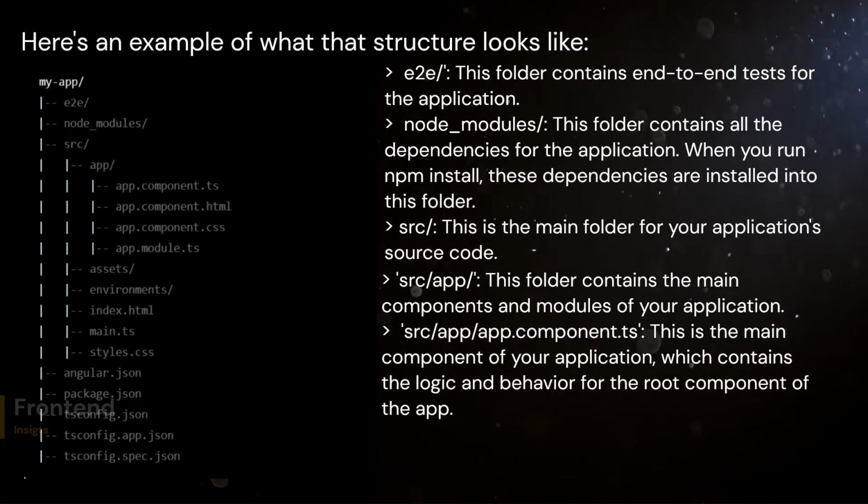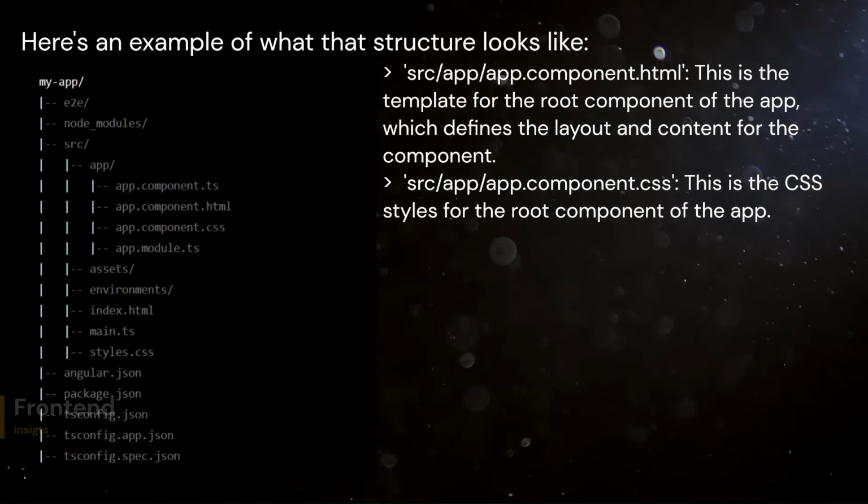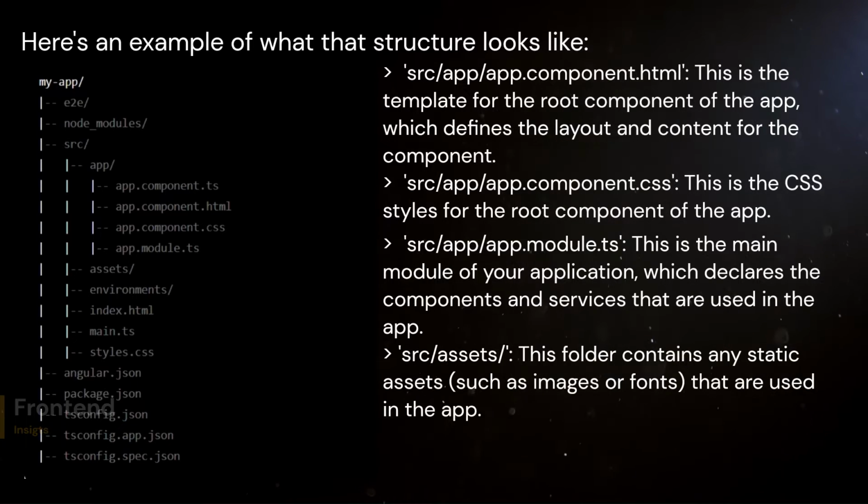src app.component.ts, this is the main component of your application, which contains the logic and behavior for the root component of the app. src app.component.html, this is the template for the root component of the app, which defines the layout and content for the component. src app.component.css, this is the CSS styles for the root component of the app.